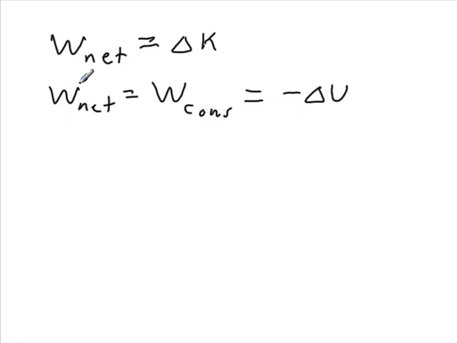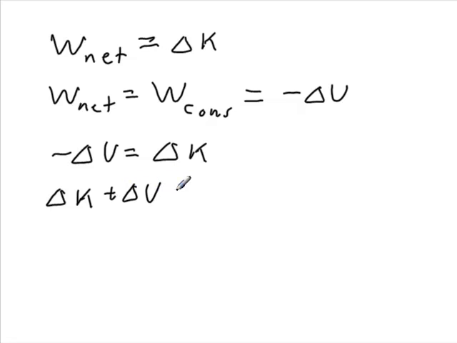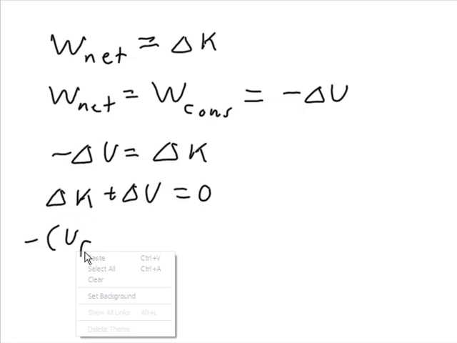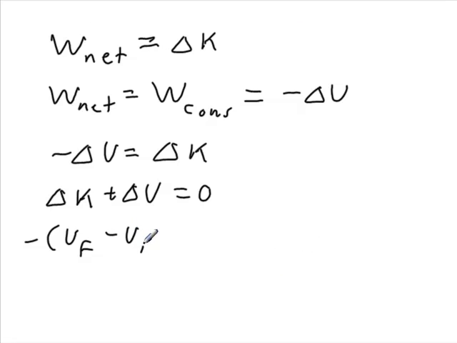In other words, plugging this in up here, minus the change in potential energy is equal to the change in kinetic energy. I can put them both on the same side and say that the change in kinetic energy plus the change in potential energy is equal to 0, or I can break them each up into their parts, so the change in potential energy is U final minus U initial, and that's equal to K final minus K initial.